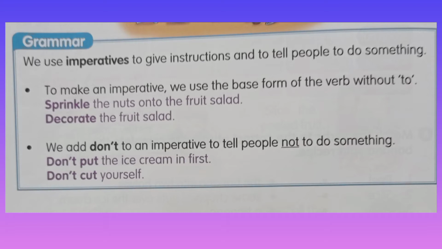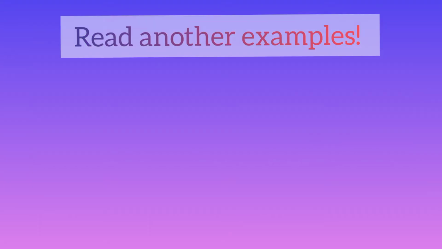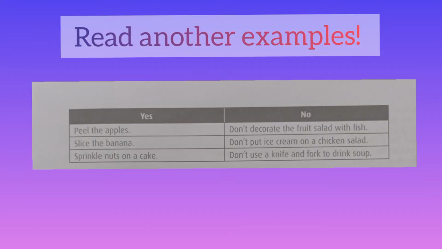And we add don't to an imperative to tell people not to do something. So you put don't at the first of your sentence, continue it with the verb, and continue with object and etc. Yes, peel the apples, slice the banana, sprinkle nuts on a cake. No, don't decorate the fruit salad with fish. Don't put the ice cream on a chicken salad. Don't use a knife and fork to drink soup.